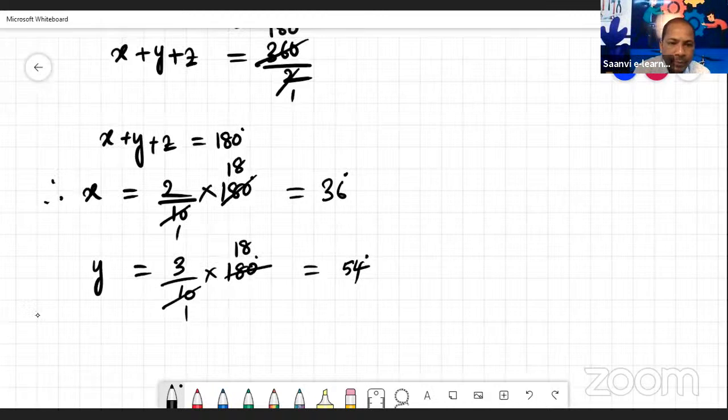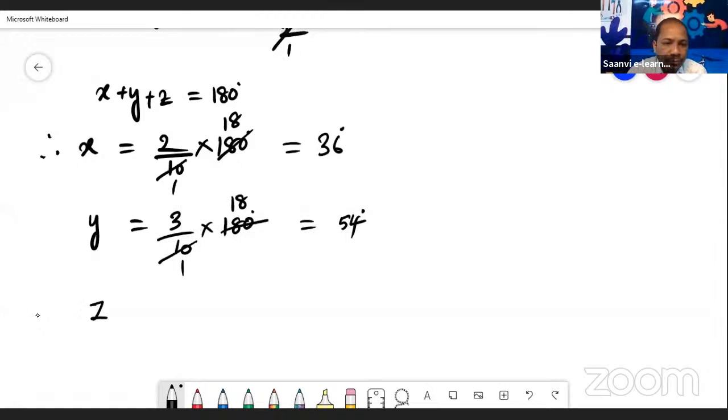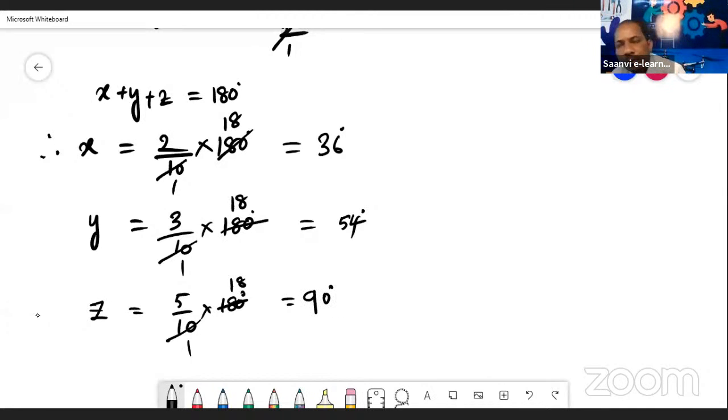Okay. In the same way, Z is equal to, what is the part of Z in the ratio? 5. So sum of the terms in the ratio 10 and the sum of the angles is equal to 180 degrees. So 5 by 10 into 180 degrees. Same, 10 ones are 10, 10 18s are 180 degrees. 18 fives are 90. So angle Z is equal to 90 degrees. Okay children, angle Z is equal to 90 degrees. So these are the angles X, Y and Z. Okay children, have you all understood?